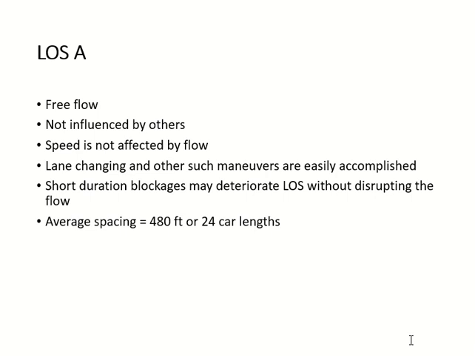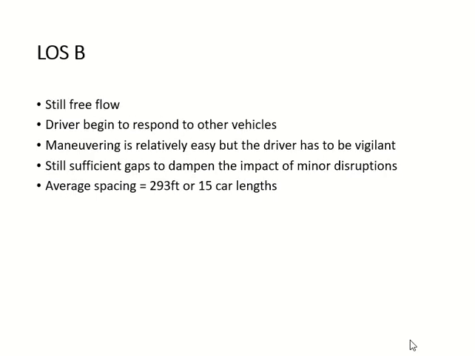Okay, now more explanation about the level of service, each one now. So A means free flow, and you are not influenced by the other drivers. Your speed is as per your choice according to the road conditions. If you want to change your lanes, it's very easy. You have lots of spacing available. If there is a small blockage in one of the lanes, the flow will not stop because you have so much space available in the other lanes. The average spacing between the vehicles in this condition is 480 feet, which is equal to the length of 24 cars.